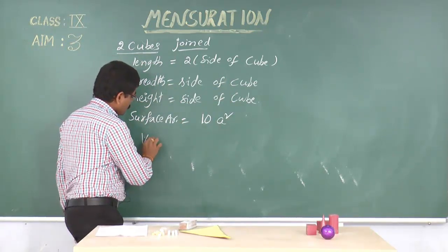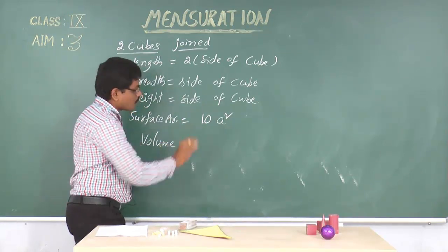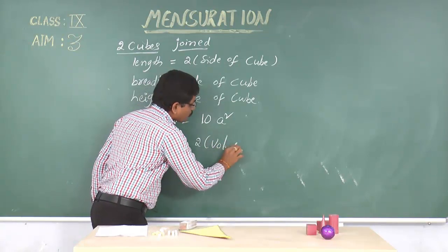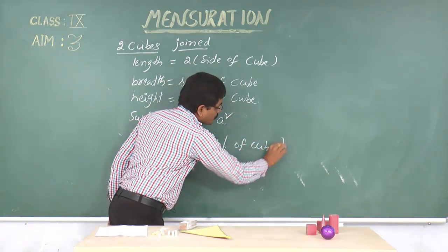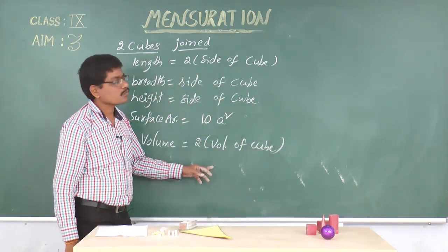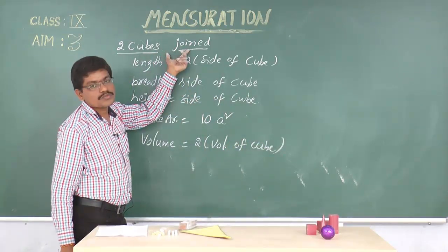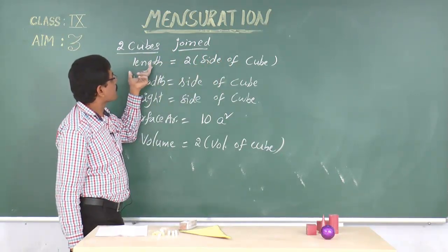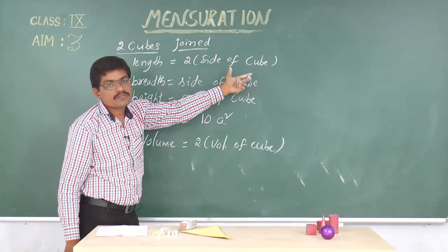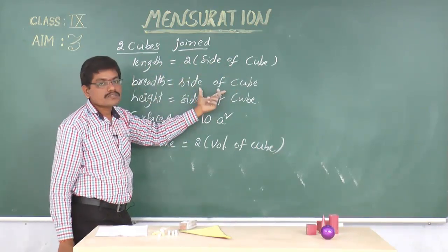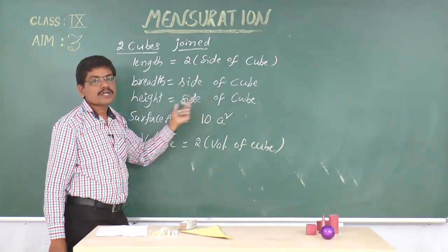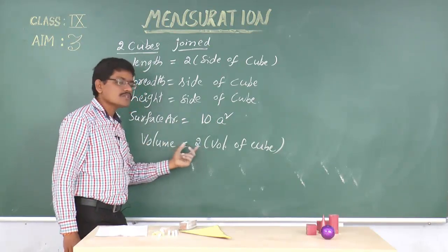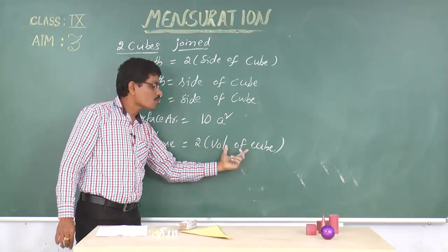And volume is equal to 2 into volume of cube. So if you joined two cubes, then a new cuboid will be formed. That cuboid's length is 2 into side of cube, breadth is side of cube, height is side of cube, and surface area equal to 10 into a square. Volume is equal to 2 into volume of the cube.